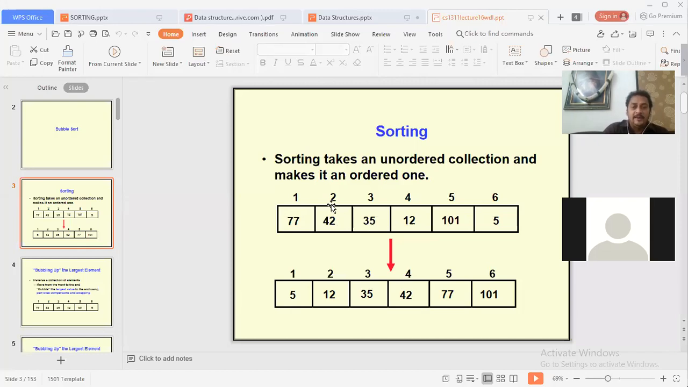Everybody take a sheet of paper and note this: 77, 42, 35. There are 6 different elements in the unsorted array. This is unsorted, no? It is to be converted into a sorted form like this. So how are we supposed to go from the unsorted one to the sorted one? That is the issue. And the sorting technique we are going to take is bubble sort. We will first draw these 2 diagrams.